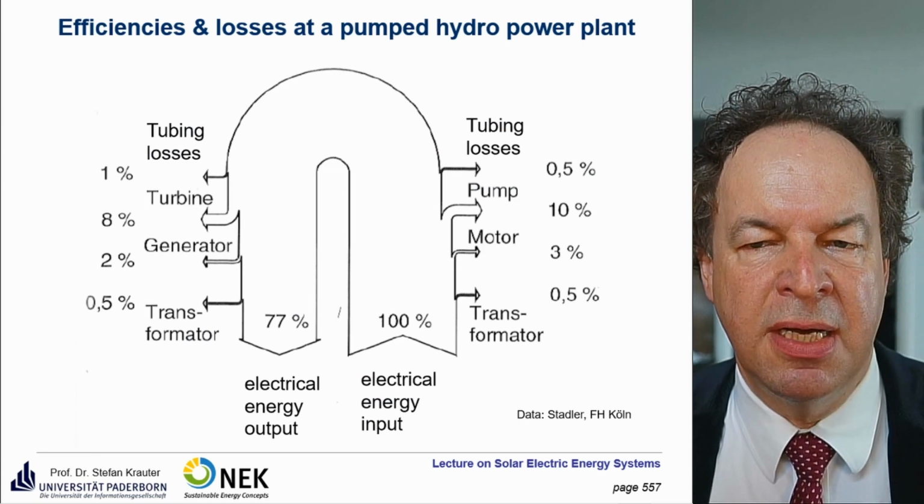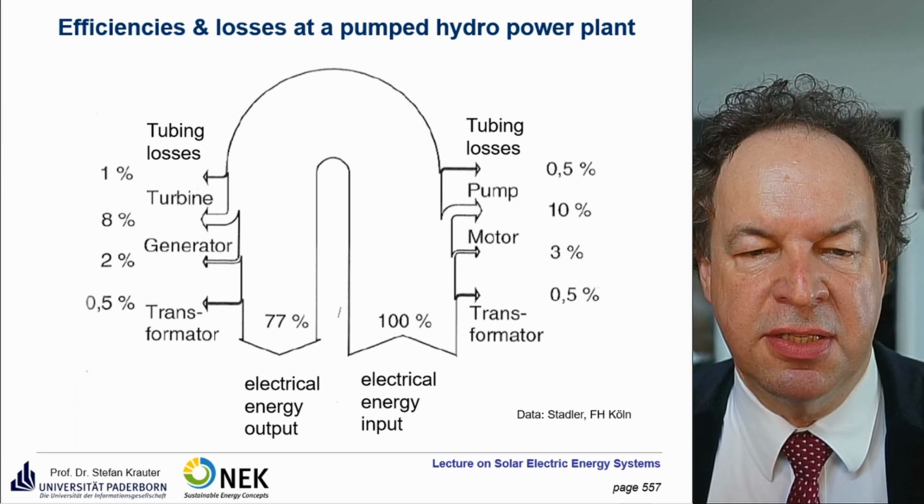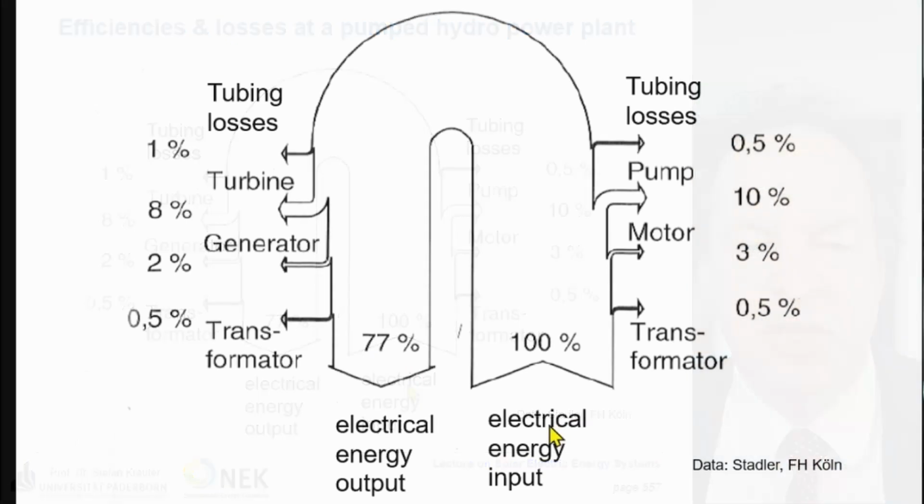Here you see some typical loss diagram of such a power plant. So you have here the electrical input. First you lose about 0.5% at the transformer. Okay, that's very small, that's negligible. 3% at the motor, about 10% at the pump, 0.5% at the tubing, depending on the size of tubing and the length of the tubes and so on.